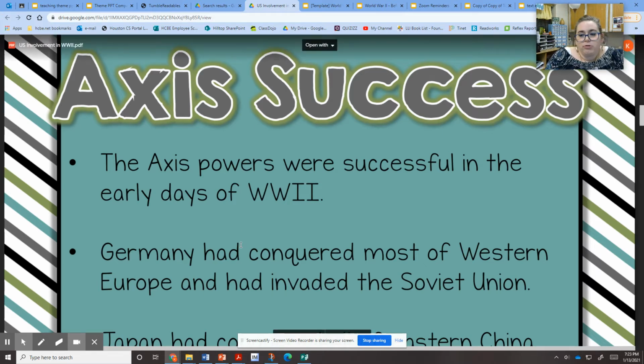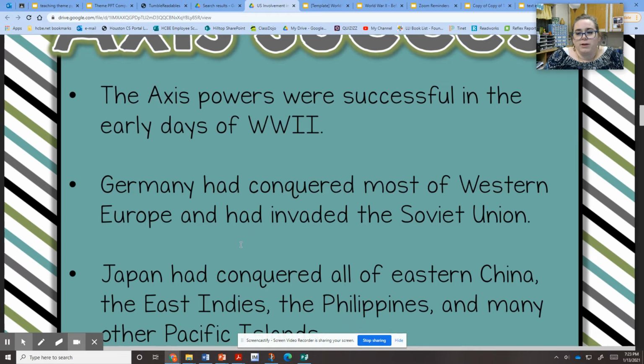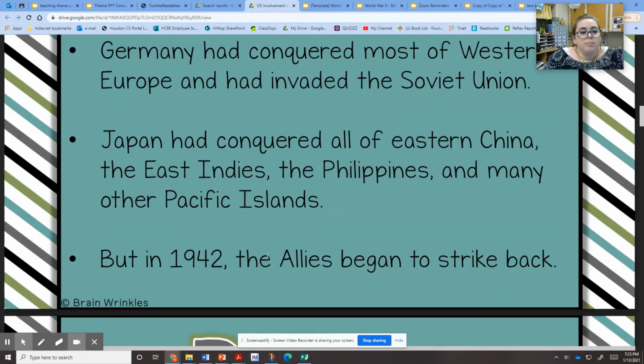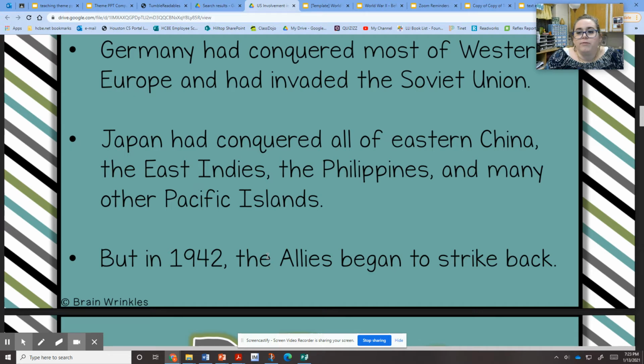Germany had conquered most of Western Europe and had invaded the Soviet Union. So Russia. Japan had conquered all of eastern China, the East Indies, the Philippines, and many other Pacific islands. But in 1942, the Allies began to strike back.